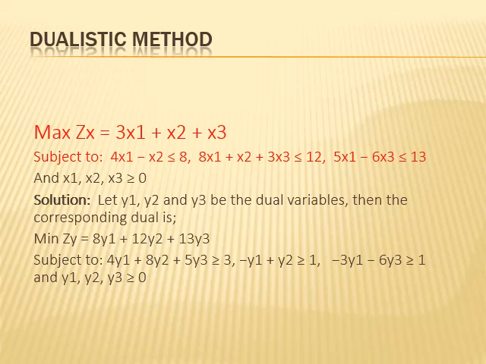So there are 3 decision variables: x1, x2 and x3, and there are 3 constraints respectively. There are 3 constants as given. The 3 constants are 8, 12 and 13.